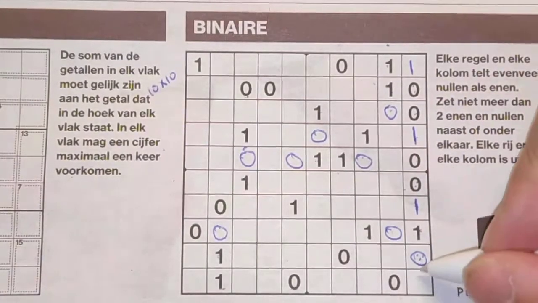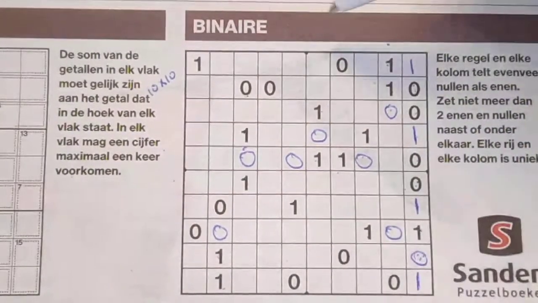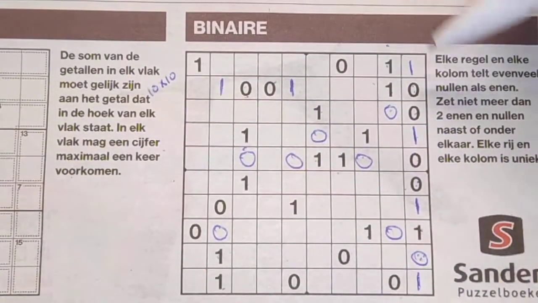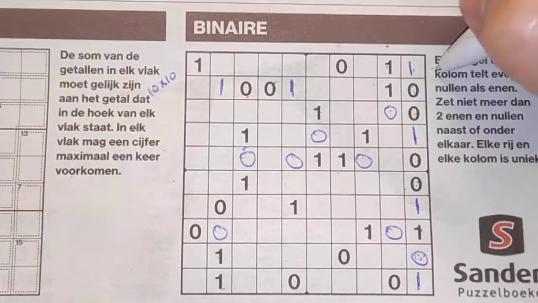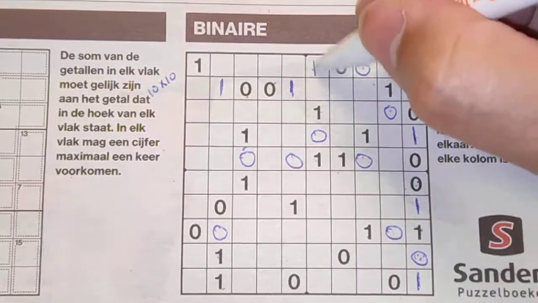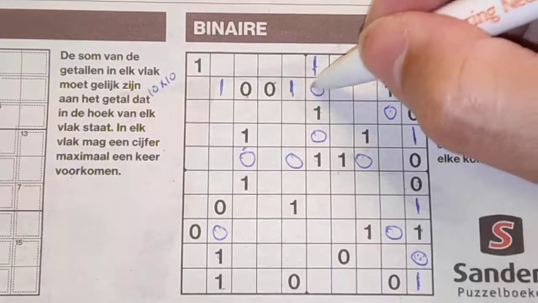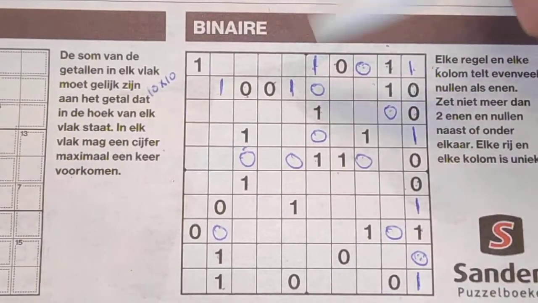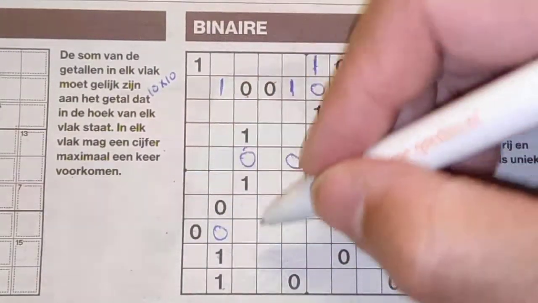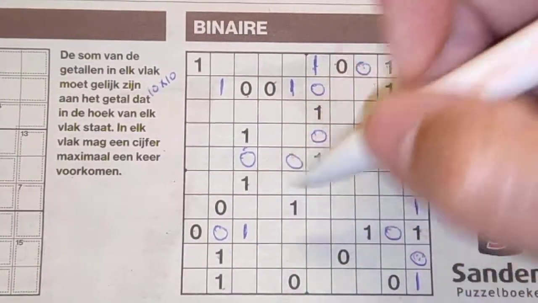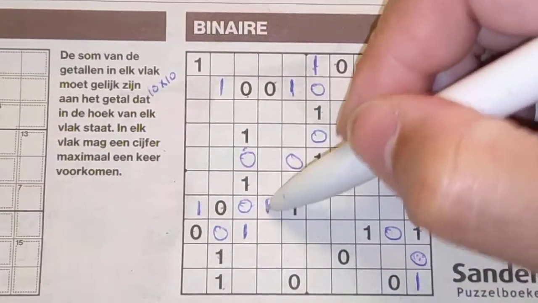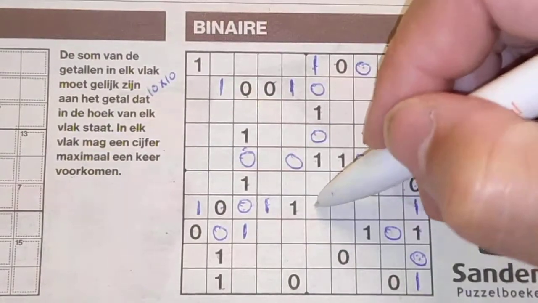1, 2, 3, 4, 5, five 0s, so the rest are ones. Double 0 here, and one there, and one. Double one here and one, here and 0, there and 0, and double 0 here and one, there and one. Between two ones comes a 0, then double 0 here and one, there and one. Between two ones comes a 0, double 0 here and one, there and one, and double one here and 0, there and 0.